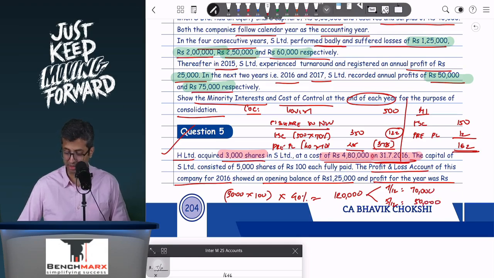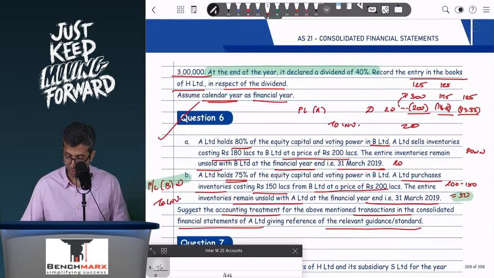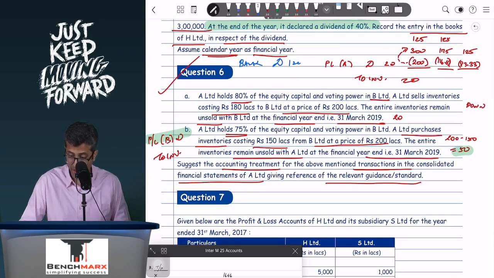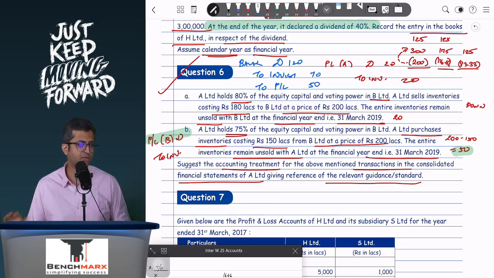So if I had to pass the journal entry, my journal entry over here would be, for example, if I put it over here, just a second, my journal entry would be bank account debit. Let me write it in blue. Bank account debit 1,20,000 to investment. I have to pass the correct entry only. 70 to P&L. Let us say 50. Are we clear with this?